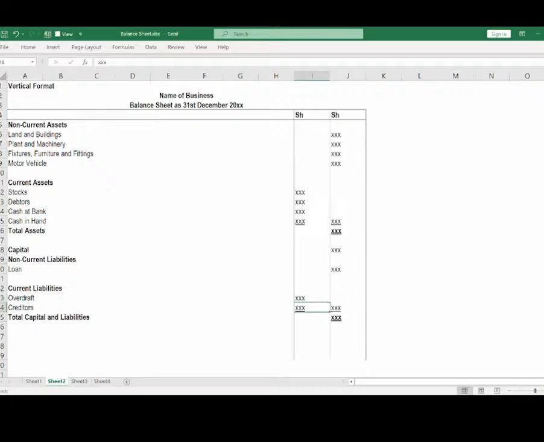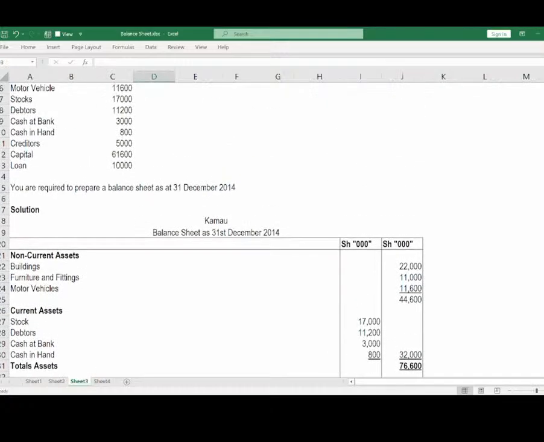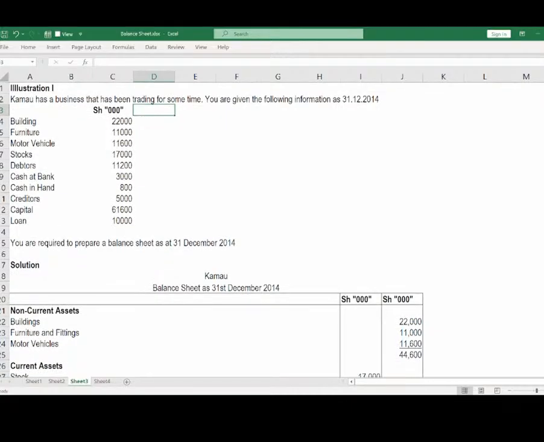Let's look at the instructions or the illustrations. Let's look at illustration 1. Kamau has a business that has been trading for some time. You are given the following information as at 31st December 2014. So you have building 22,000, furniture, motor vehicles, stock, debtors, cash in bank and hand, creditors, capital, loan.